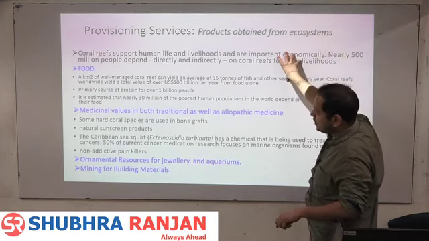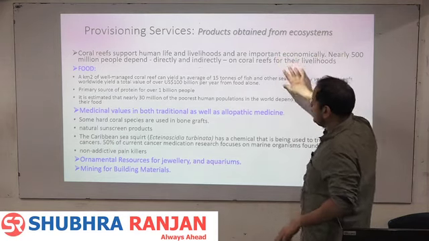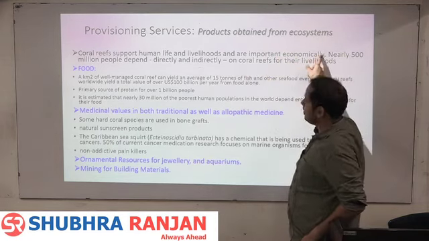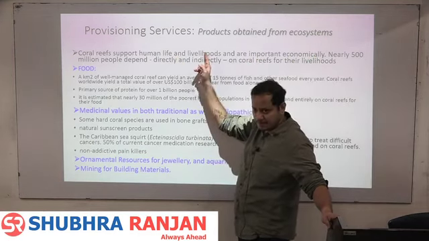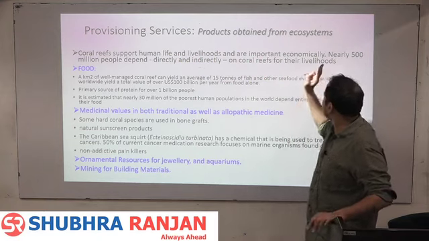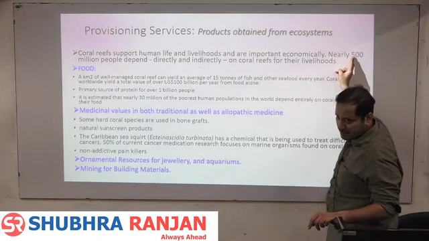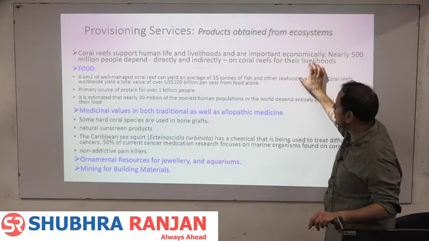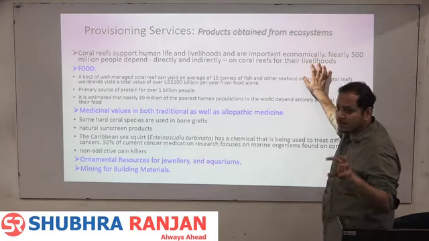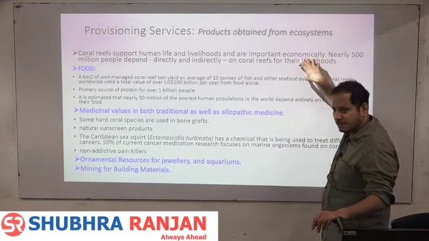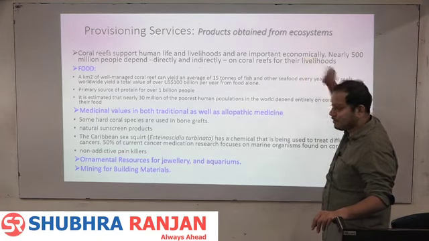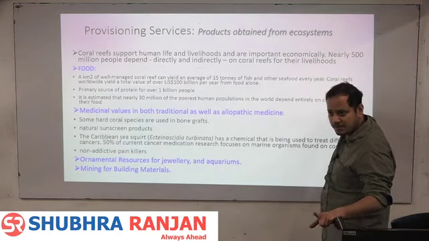So coral reefs support human life and livelihoods and are important economically. That is why we are saying they support life as well as livelihoods as well as economic activity. Nearly 50 million people depend directly or indirectly on coral reefs for their livelihoods. This will be the difference: though I give this PPT in GS also, this factual data is more important for mains optional.